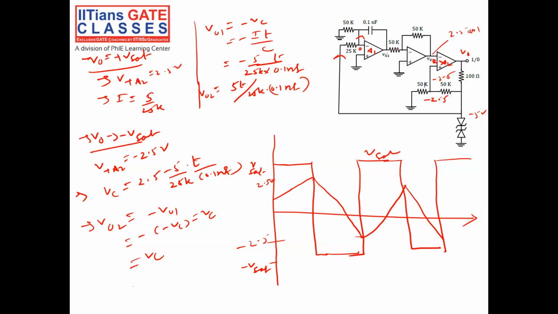to -1. Okay. So let me just brief you. Initially my output is nothing but plus V set. Whenever my output is plus V set, V02 is nothing but Vc only. So it was increasing, and when it reached 2.5 volt, right? So let us omit everything.